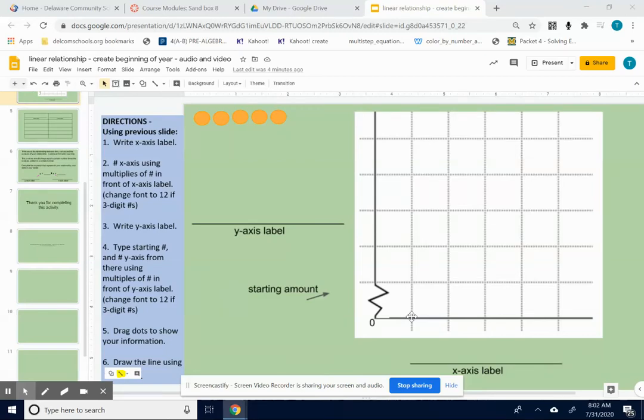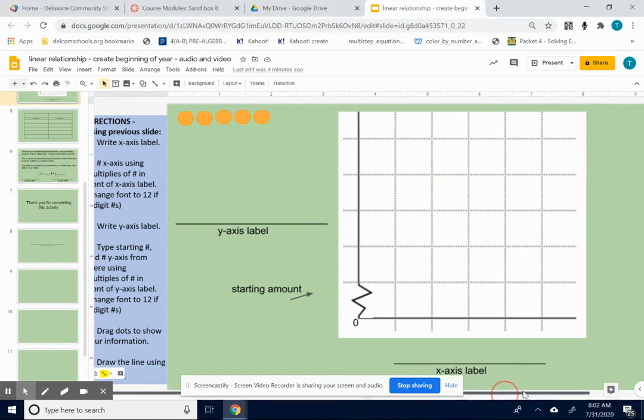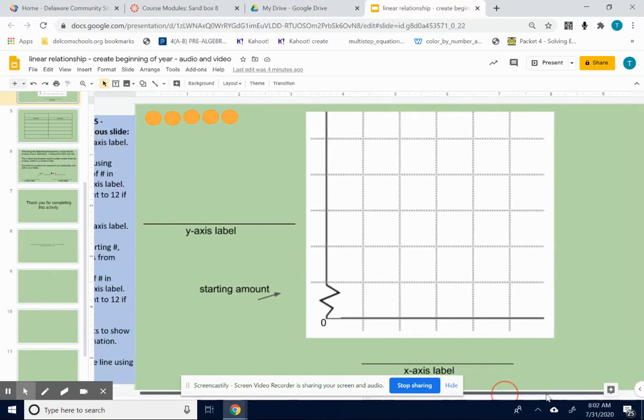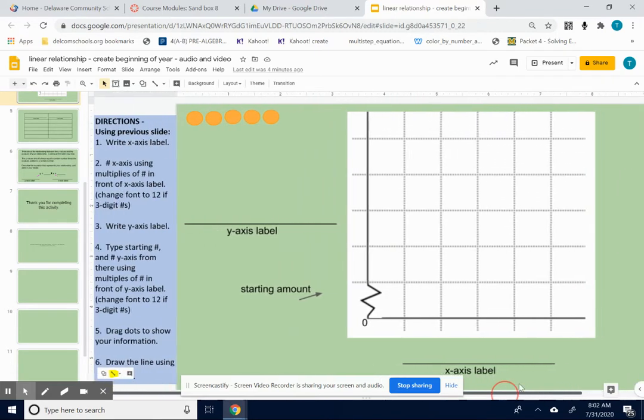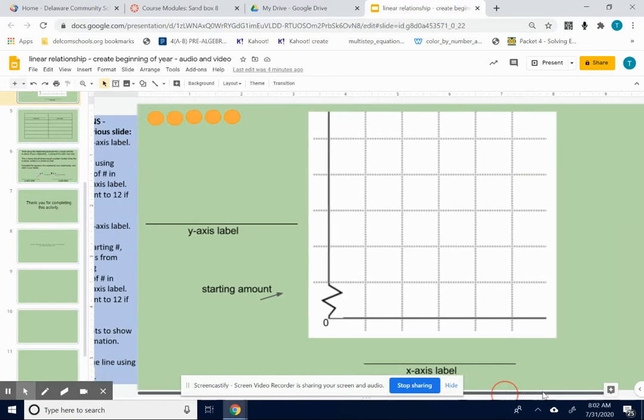Okay, so we are doing the graph of the linear relationship that you started on the previous slide. The previous slide was a statement. We're going to take that statement and make a graph out of it. When you're on this slide, notice on the left side I stuck some directions there, and you may not see it. You may have to take the bar on the bottom, click on it, and kind of move it, because it may be hidden, but you can always do that.